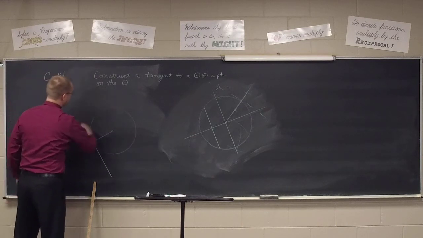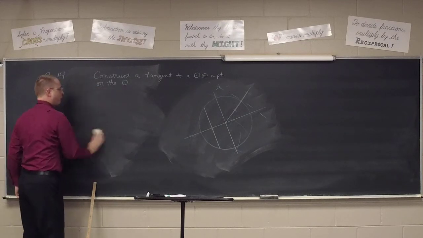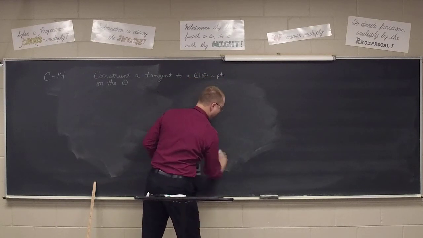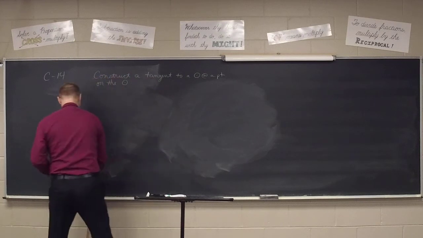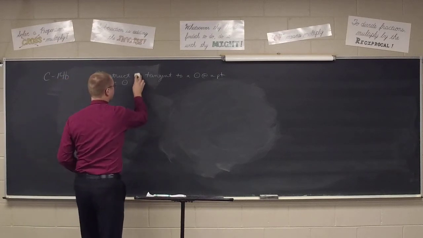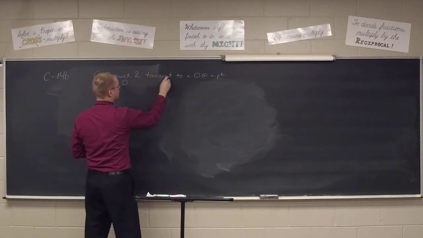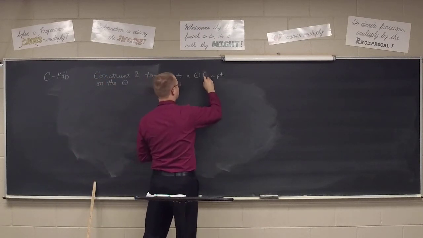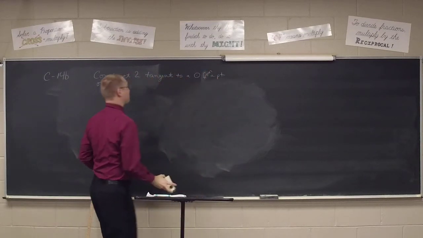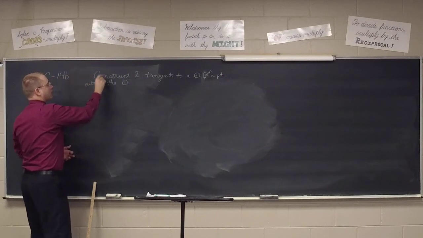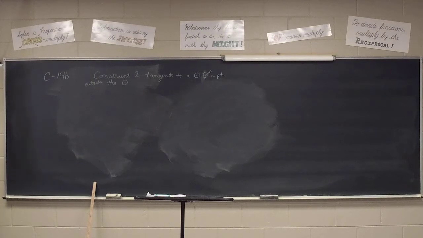Construction 14B, new sheet of paper. Construction 14B. In 14A, I give you a point on the circle, and I want the tangent that can be drawn at that one point. Construction 14B is to construct two tangents to a circle from a point outside the circle.